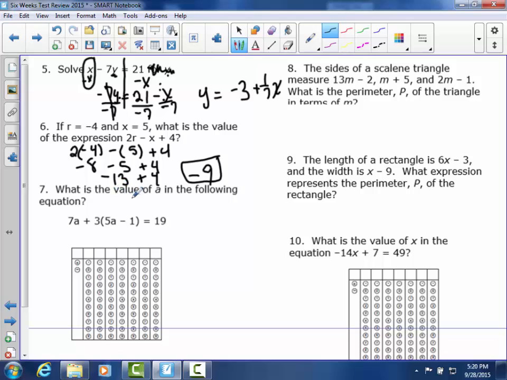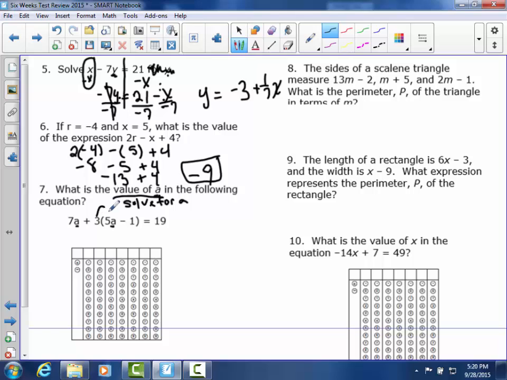Okay, number 7, what is the value of a in the following equation? So we're looking for a. We have a here and we have a here. Since it says what is the value of a, we might be tempted to come back up and do some substitution, but they did not give us anything to substitute a with. So since we're looking for the value of a, that's the same thing as saying solve for a.